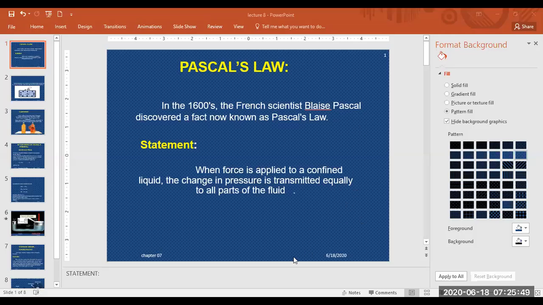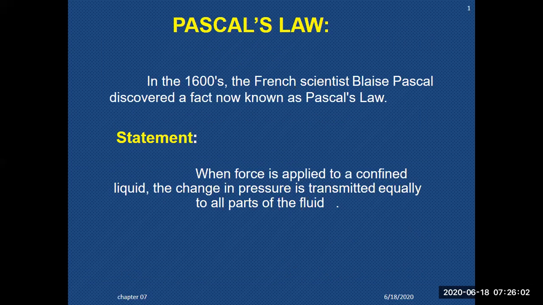Welcome back. During this class, we will study a law which is called Pascal's law. In this law, we will see how pressure is exerted in case of liquids. During the previous class, we studied liquid pressure, and now we are studying Pascal's law. Basically, this law explains the pressure exerted in a liquid.